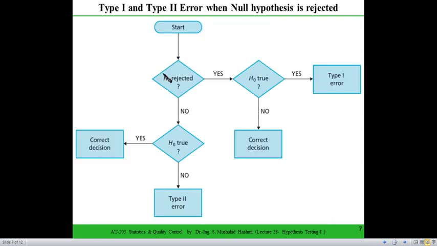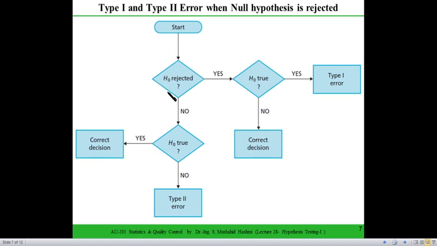Okay, we can represent this type 1 and type 2 error with this flowchart as well. Let's say you start your decision and you are going to decide whether your null hypothesis is to be rejected or not. If you reject your null hypothesis, and your null hypothesis was true, it means you have rejected something which was true, so you have made an error. This is called a type 1 error. If your H naught was not true, then you made a correct decision because you rejected a null hypothesis which was not true.